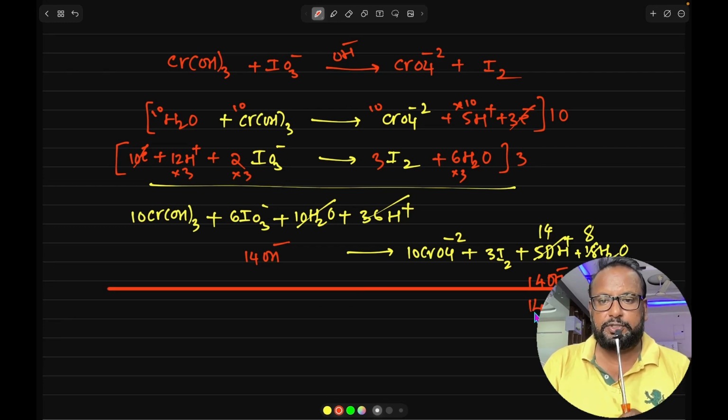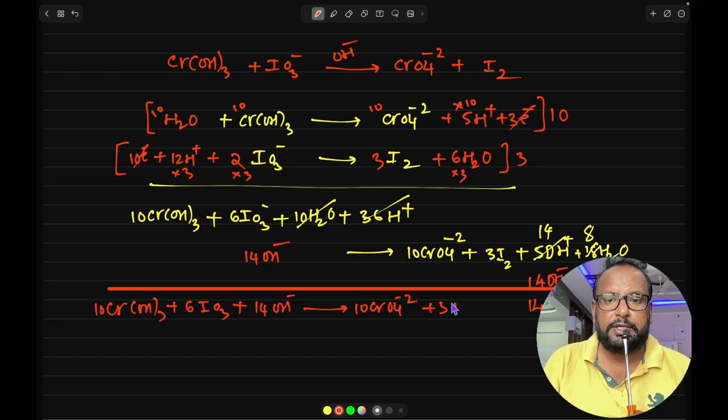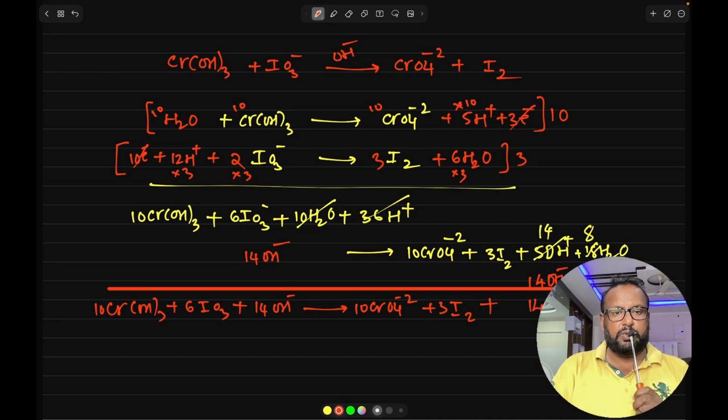Now I'll get the basic medium equation. So this gives me 14 H2O plus 8 H2O. So the reaction is the same: 10 Cr(OH)3 plus 6 moles of IO3 minus plus 14 OH minus gives 10 moles of CrO4 2 minus plus 3 I2 plus 22 H2O. So this is the balanced reaction.